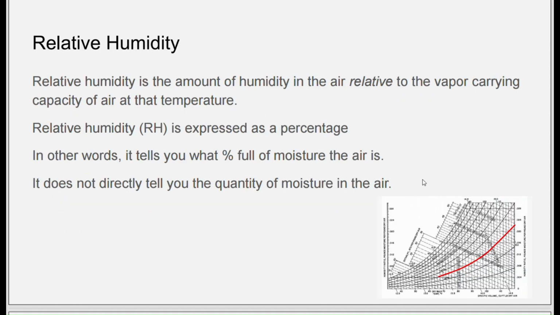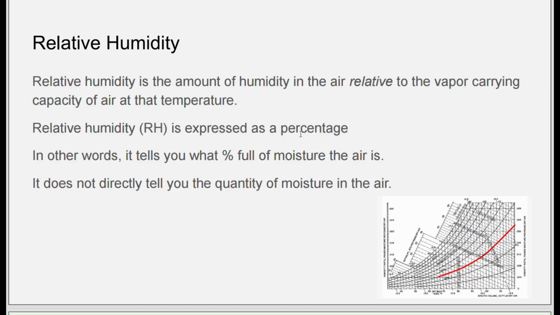Let's talk next about relative humidity. This is something that is measured a lot and referred to a lot. When people talk about the humidity, like it's 50% humidity outside, they're probably talking about relative humidity. So what that is, is the amount of humidity in the air relative to the vapor carrying capacity of that air. That's kind of a straightforward way of saying it. There's a more technical definition we'll see in a second.